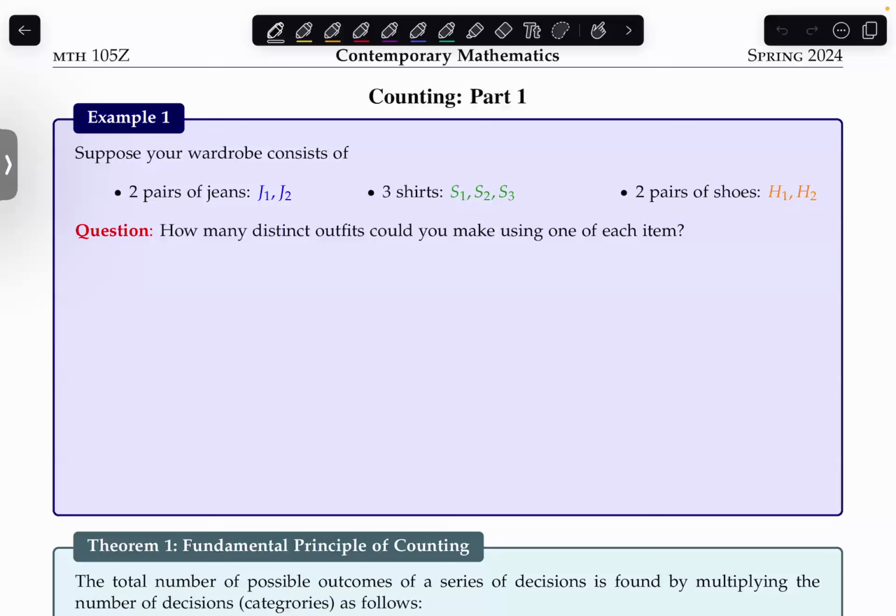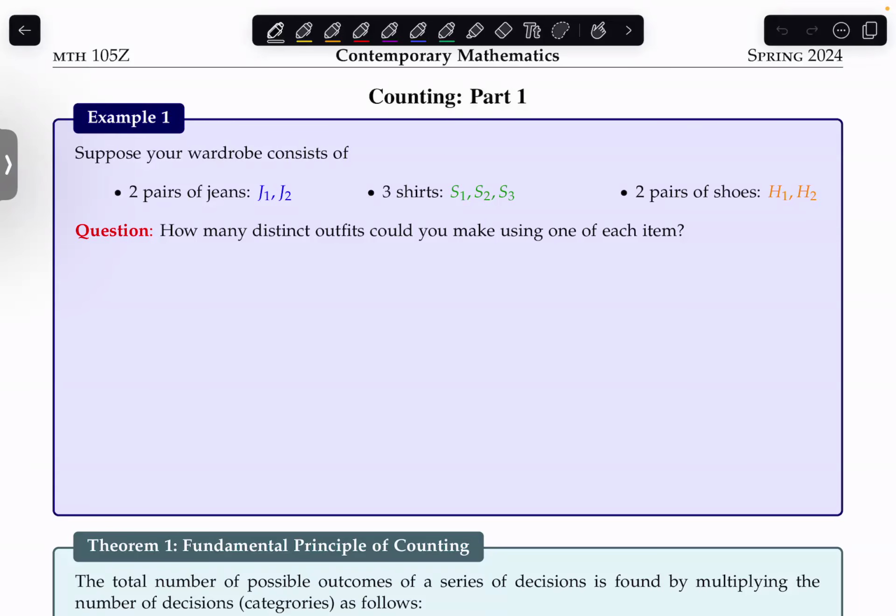All right, so in our first example, we're going to suppose that our wardrobe consists of the following. We have 2 pairs of jeans, 3 shirts, and 2 pairs of shoes. So instead of writing out all this information when we do this problem, I'm just going to say J1, J2 are the 2 different jeans I have. S1, S2, S3 are the 3 shirts, and then H1, H2 are the 2 pairs of shoes that we have here.